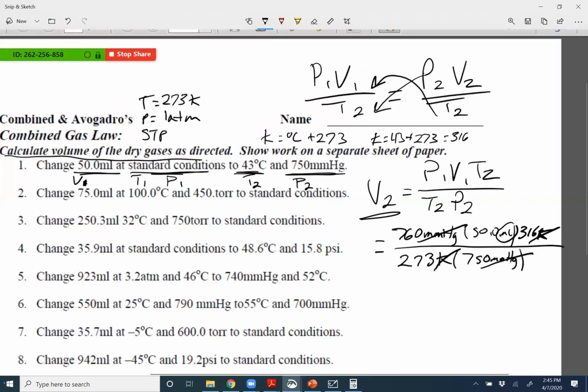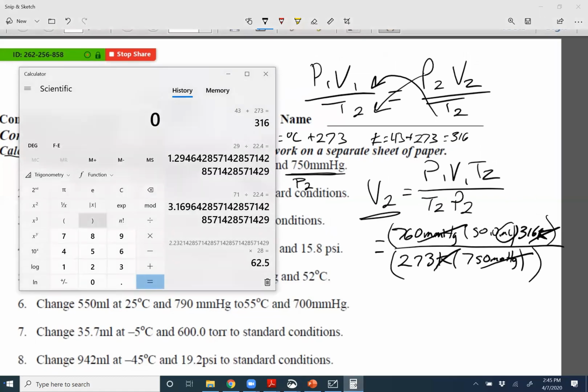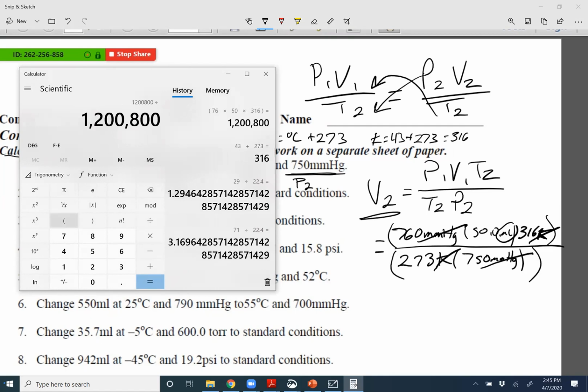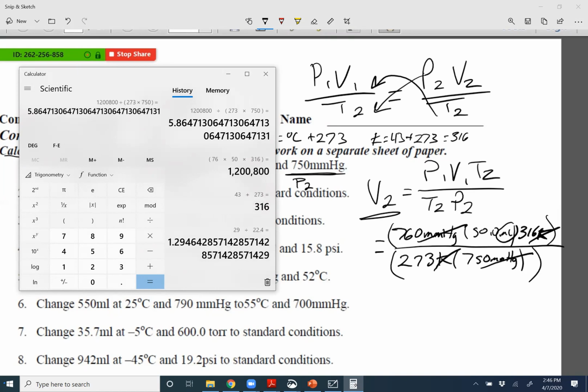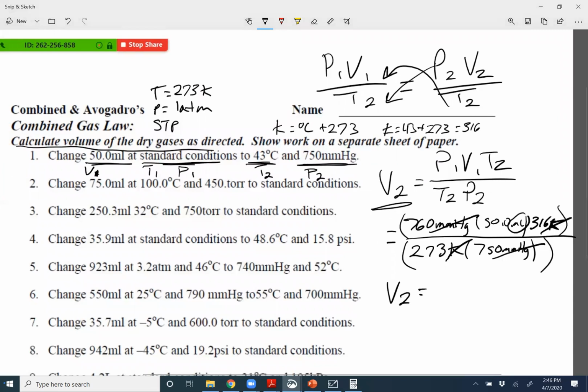We need to put these in parentheses. So in our calculator: parentheses 760 times 50 times 316 parentheses, equals, divided by parentheses 273 times 750, equals 5.9 milliliters.